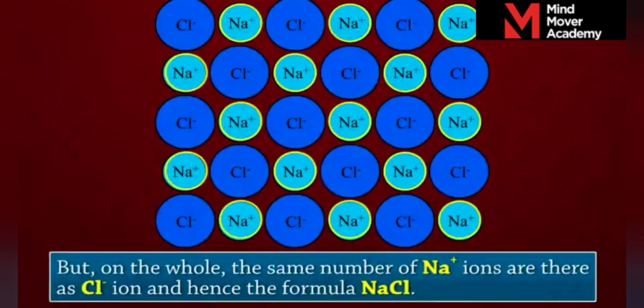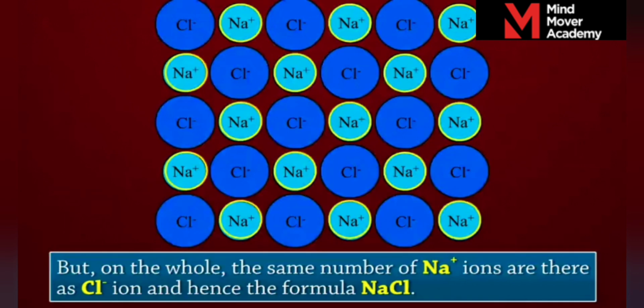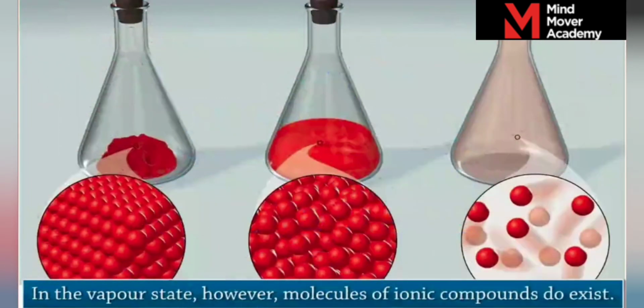But on the whole, the same number of Na+ ions are there as Cl- ions, and hence the formula NaCl. In the vapor state, however, molecules of ionic compounds do exist.